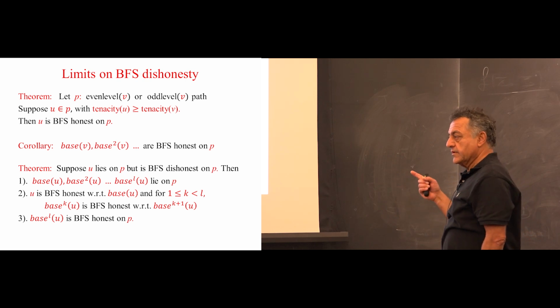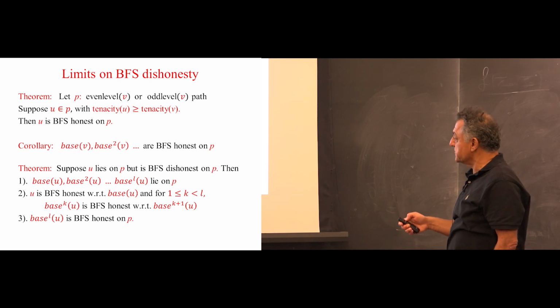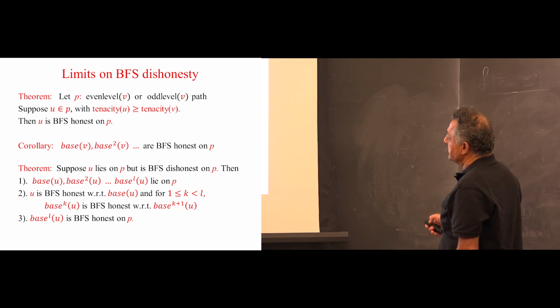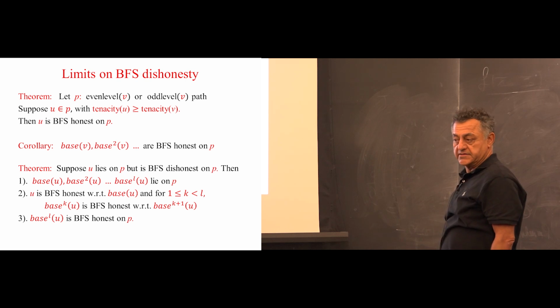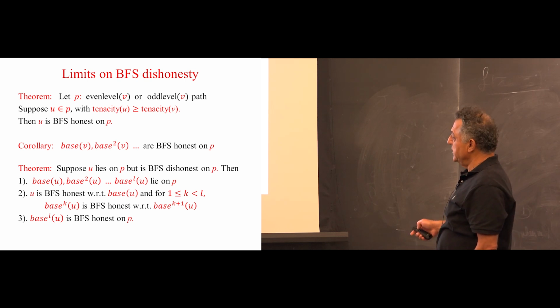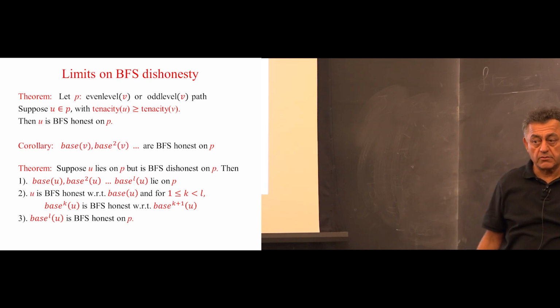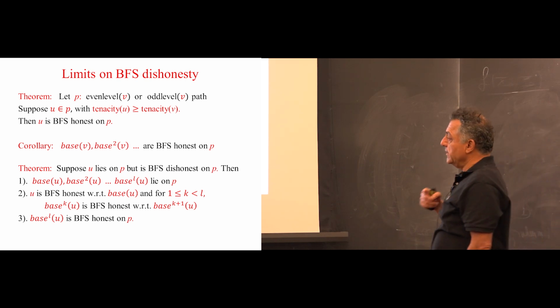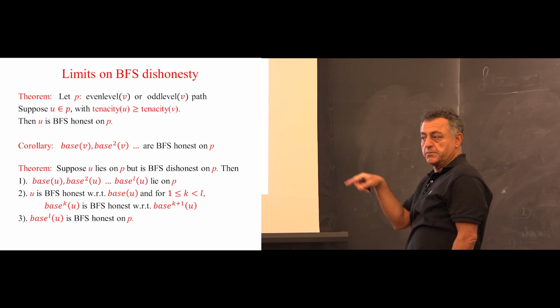And let me tell you explicit theorems that limit the breadth first search dishonesty. The first theorem is that if P is any even level B or odd level B path, and U lies on the path and its tenacity is at least as large as that of P, then U will be breadth first search honest on the path. So in other words, the only vertices that will be dishonest are lower tenacity vertices because they are on smaller blossoms.